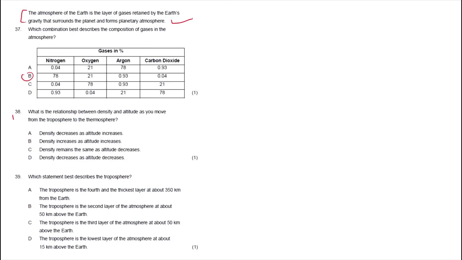Okay, and then next we will move to question 38, which says, what is the relationship between density and altitude as you move from the troposphere to the thermosphere? Okay, so we know that air gets thinner the higher you go. So the correct answer will be A, which is that density decreases as altitude increases. And a perfect example is that air gets thinner the higher you go. And then next we'll move to question 39.